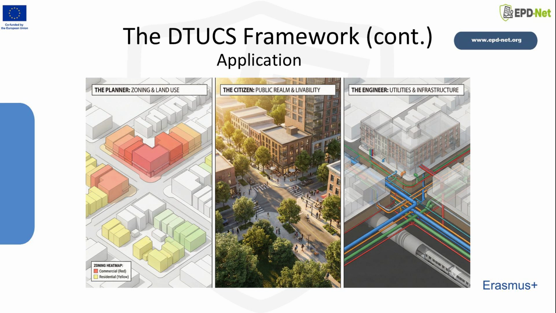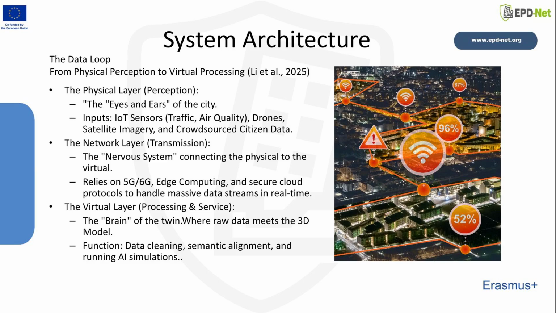This layer ensures the right information reaches the right person in the right format, which is essential for effective governance. Now that we understand the classification, let's look under the hood. How does a digital twin actually work? Based on the framework by Lee et al., 2025, we can break the architecture down into 3 logical layers.